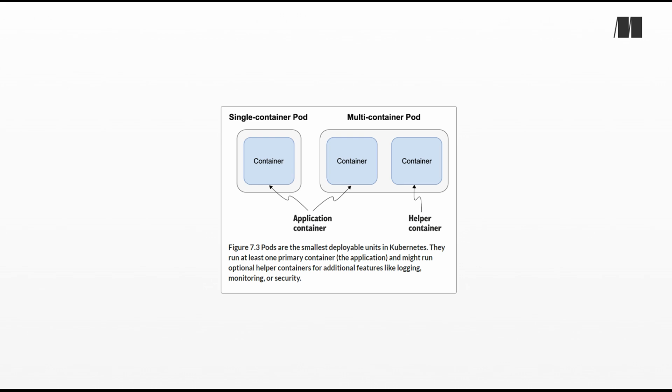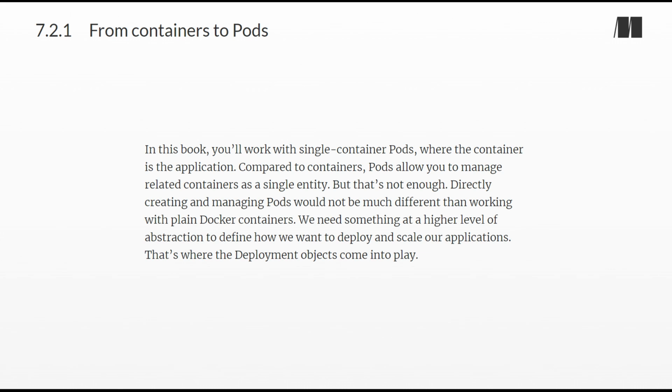Figure 7.3 illustrates single container and multi-container pods. Figure 7.3. Pods are the smallest deployable units in Kubernetes. They run at least one primary container, the application, and might run optional helper containers for additional features like logging, monitoring, or security. In this book, you'll work with single container pods, where the container is the application. Compared to containers, pods allow you to manage related containers as a single entity.